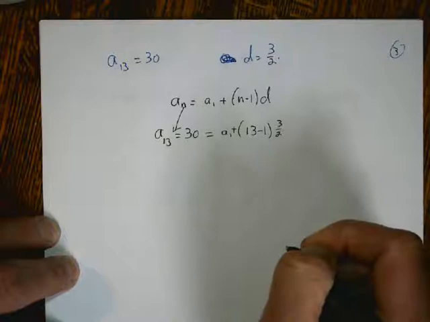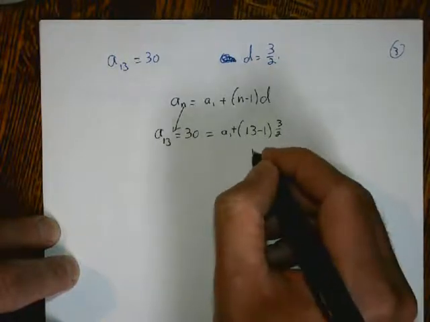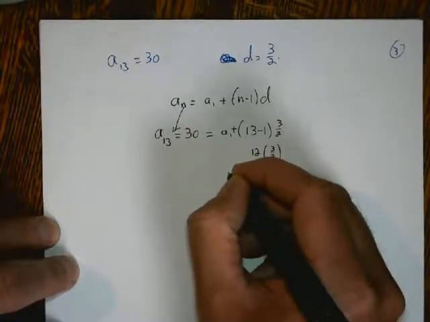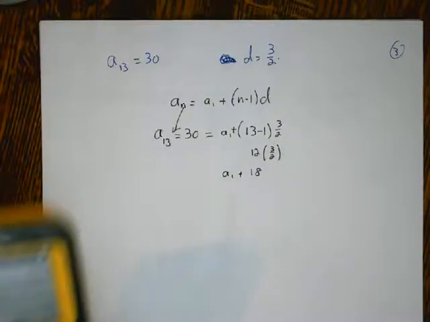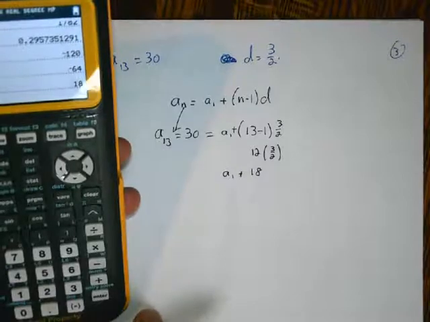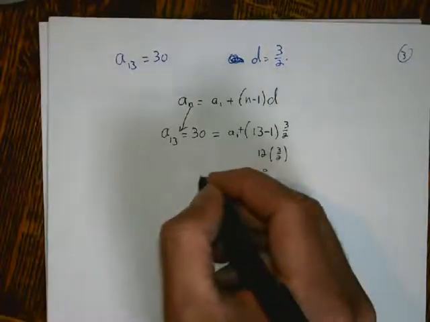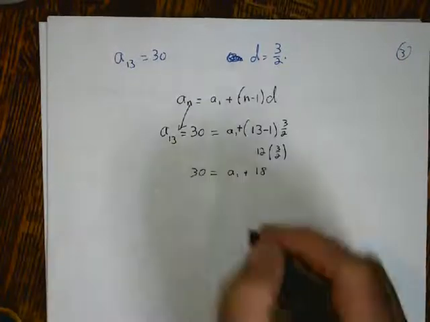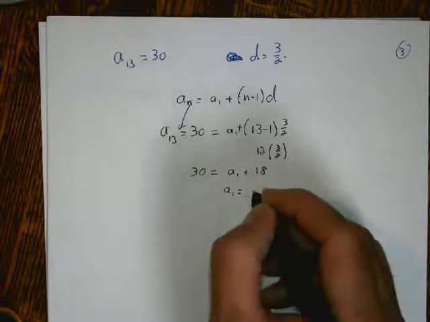Now, we know 13 minus 1 is 12. If I multiply that by 3 halves, I get 18. So first term plus 18. If you forgot how to do that, you can do 12 times 1.5. That's what 3 halves is. It's really fast. And then this has to equal 30. Now it's very simple to figure out your first term. Subtract this over, and you wind up with 12.